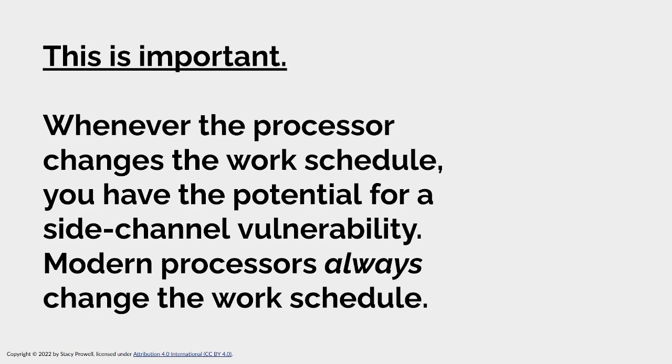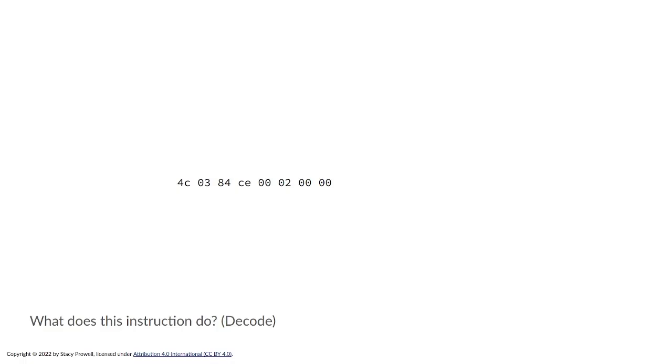The key takeaway that I want you to remember is, whenever the work schedule gets changed, you have a potential for a vulnerability. I often call these side channel vulnerabilities. There's a main channel on which we talk, and there's a side channel, which is the other stuff that goes on as a result of us talking. Modern processors always change the work schedule. Always. All right. Let's go back to our 8-byte instruction, and let's decode it.